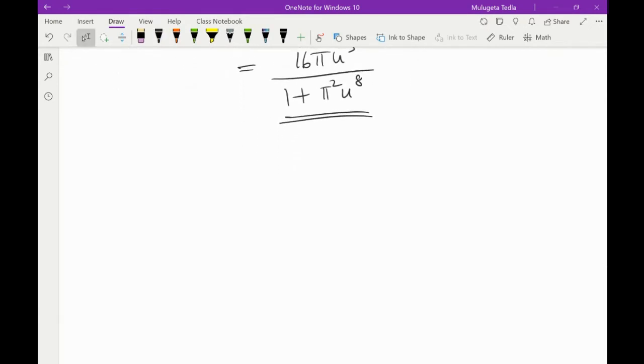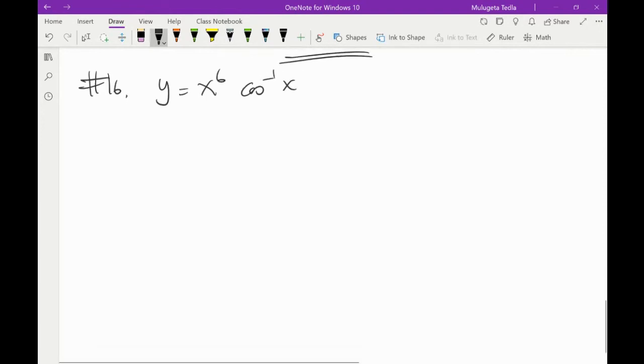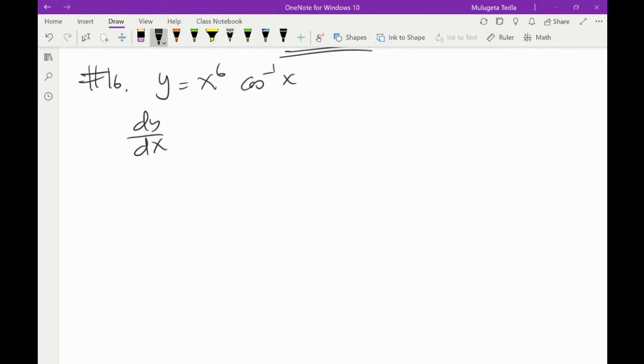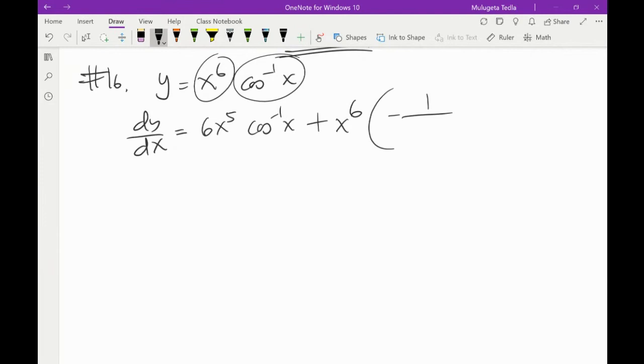And there is a product rule, number 16, application of product rule: x to the 6 cos inverse of x. dy by dx is the derivative of the first, 6x to the 5, times the second, plus the first, times the derivative of the second, which is negative 1 over root of 1 minus x squared.